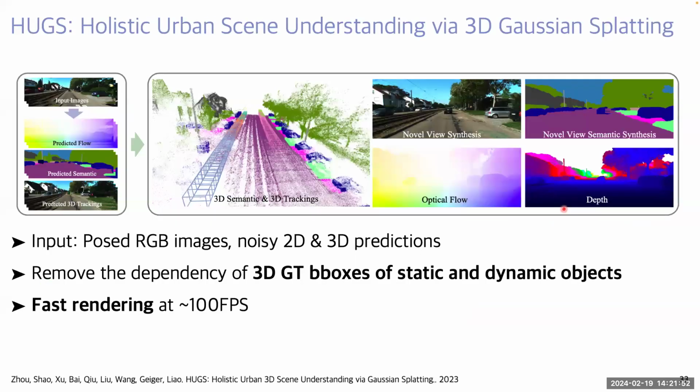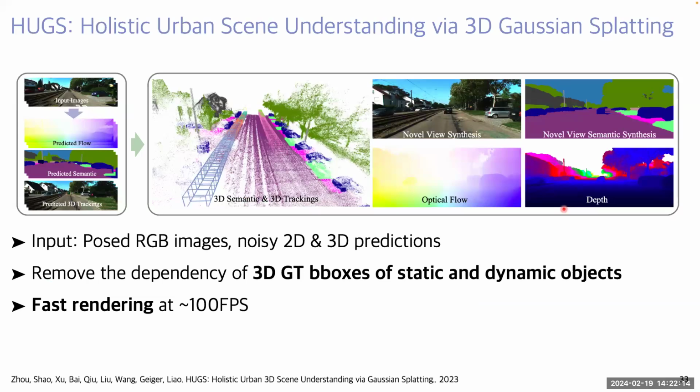So that's the work towards scaling to large scenes. And then let's go back to the other challenges: how can we get rid of ground truth bounding boxes as well as speed up the rendering? This is one of the latest works that we did, trying to apply 3D Gaussian splatting to urban scenes, which is also quite straightforward.